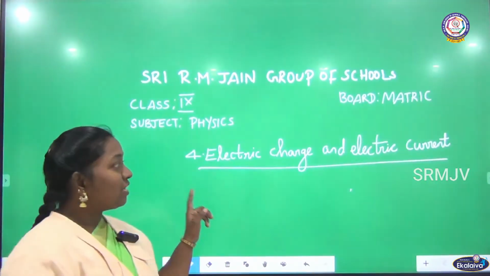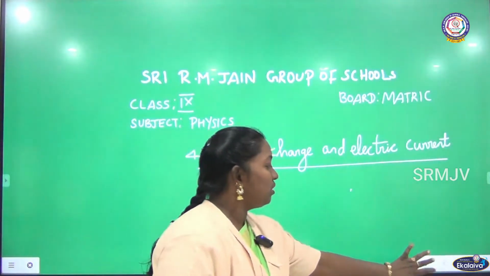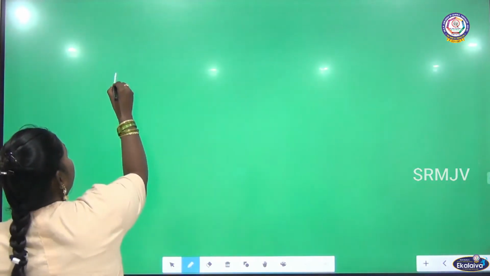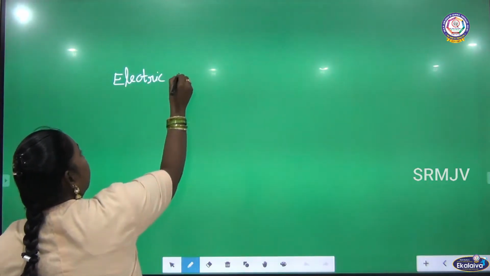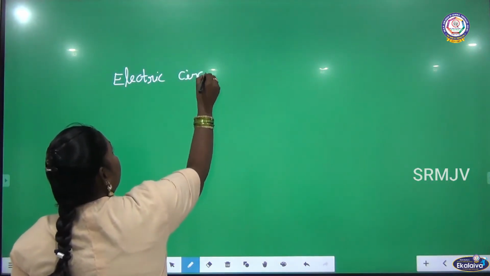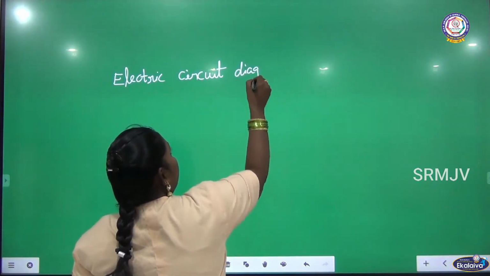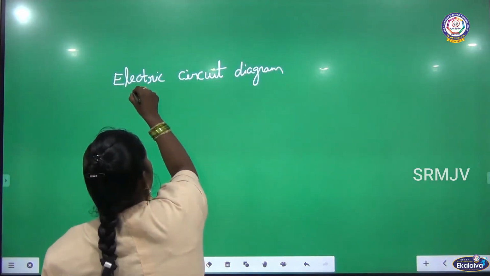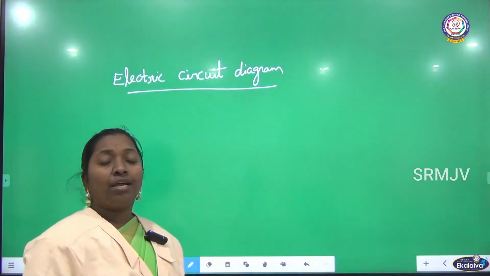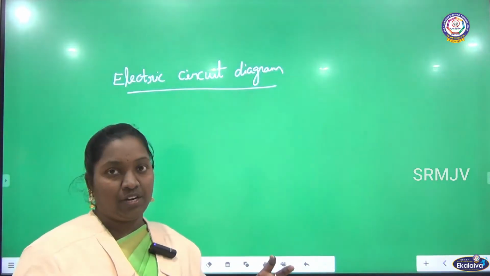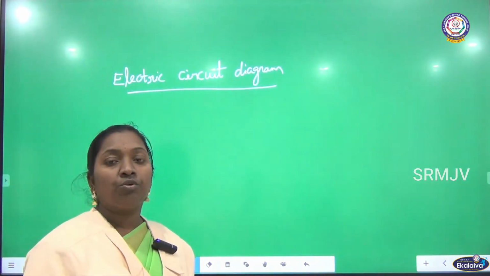Now in this lesson, electric charge and electric current, we are going to see the next topic about electric circuit diagram. This is the topic we are going to see, electric circuit diagram. This electric circuit diagram helps us to represent electrical wiring. The electrical circuit diagram helps us to know the electrical wiring.